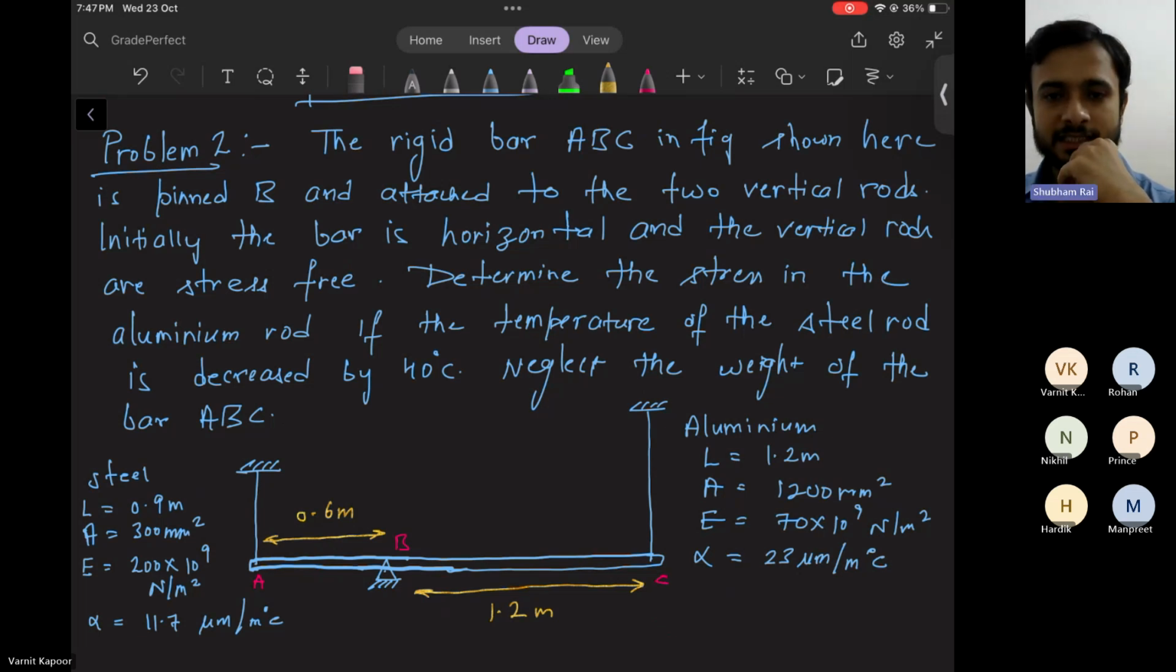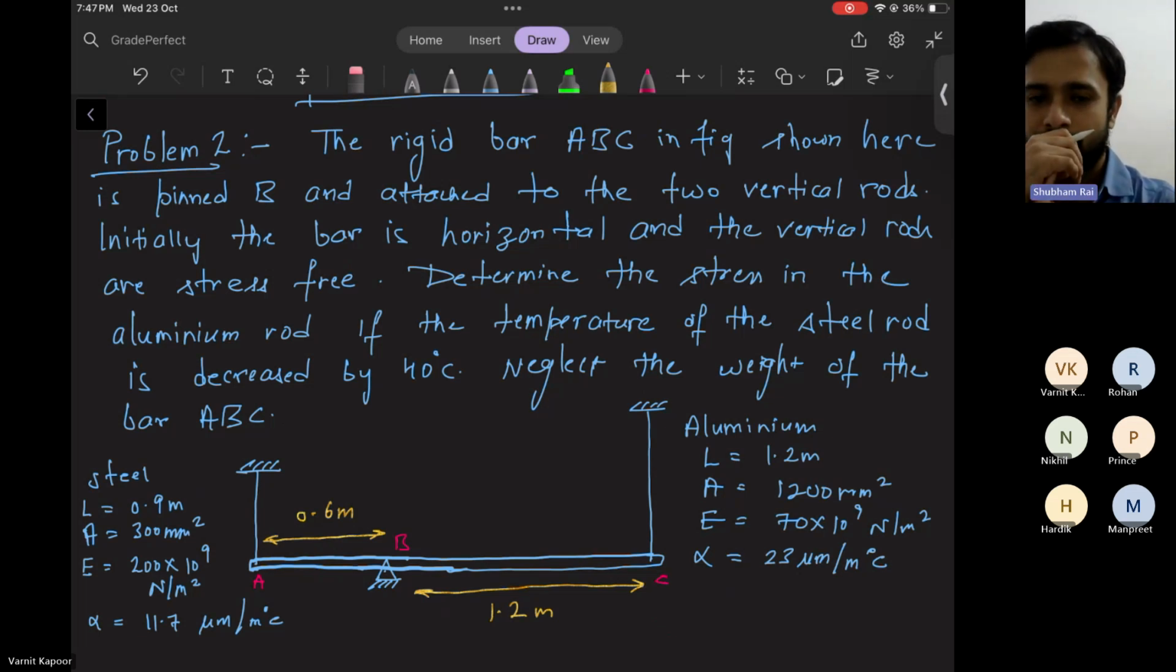And there will be tensile stress in aluminum also, because when the right hand side contracts, the left hand side, the point A will go in upward direction, point C will come in downward direction. So it will induce tensile stress in aluminum. So there will be an equilibrium point where this bar ABC will be tilted, and there will be tensile stress in steel as well as aluminum.